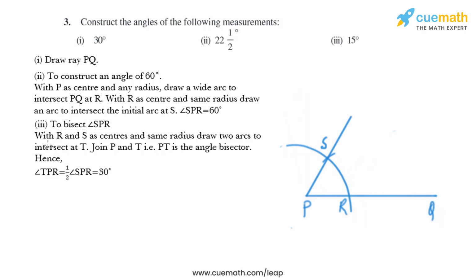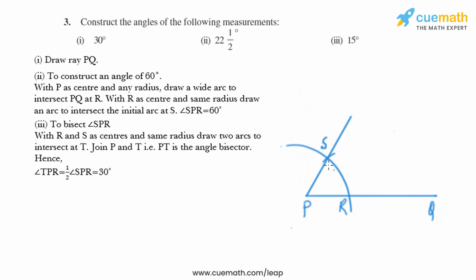Now in the next step, to bisect angle SPR, with R and S as centers and same radius, draw two arcs to intersect at T. Now we need to join P and T, that is PT is the angle bisector. So we'll get angle TPR that is half of angle SPR that equals 30 degrees.